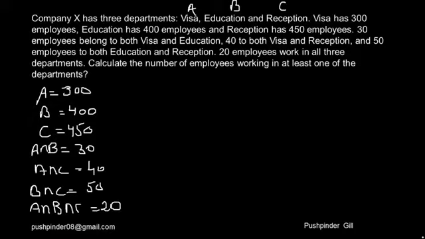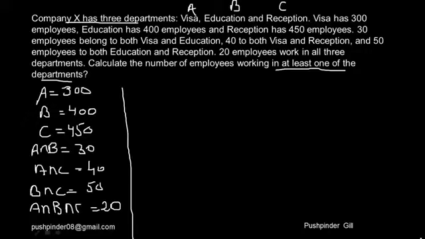So calculate the number of employees working in at least one of the departments. So how do you calculate that? You calculate the number of people working in at least one of the 3 departments. Now there must be a question rising in your mind: what if neither of them works in any of the departments? You can see that company X has only 3 departments. If they do not work in any of the 3 departments, that means they're not working in company X.